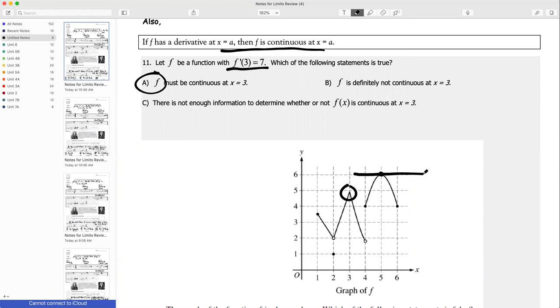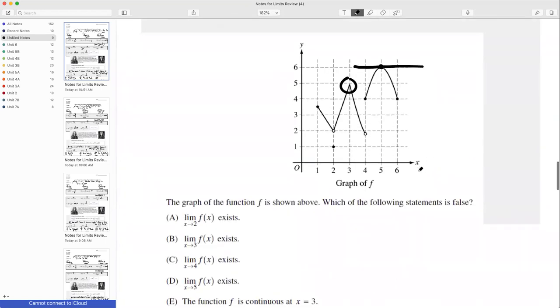What about the limits? Is there a limit at 2? Yes, because the limit as it approaches 2 is 2 on the left-hand side and also on the right-hand side. Is there a limit at 3? Yes, it's 5. Is there a limit at 4? No, because it's approaching 2 different things from each side.